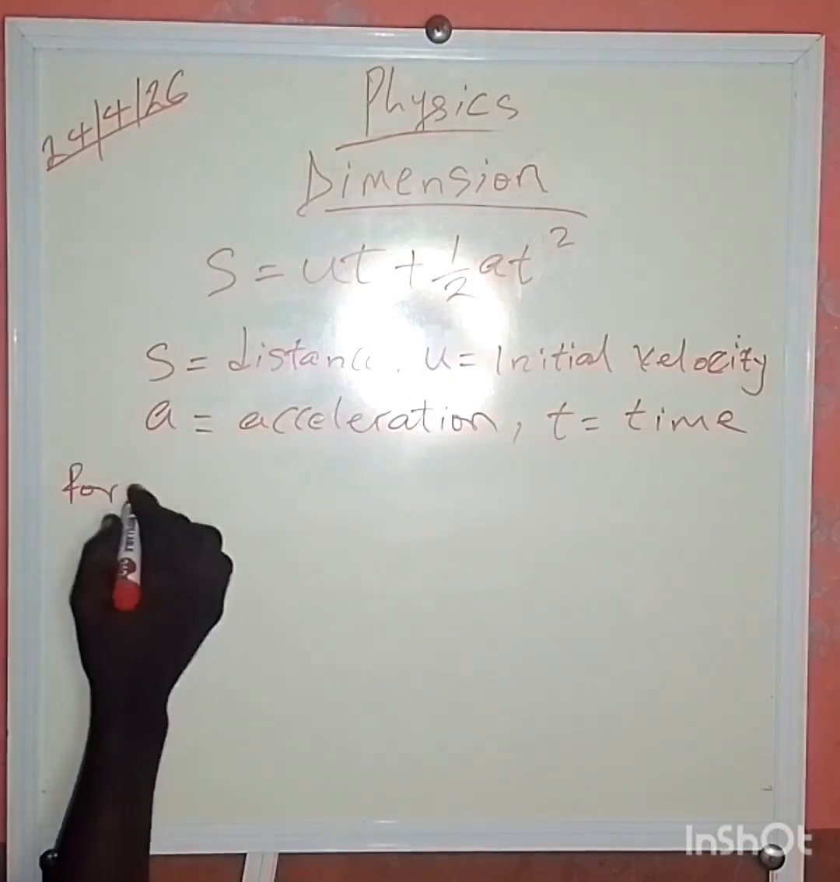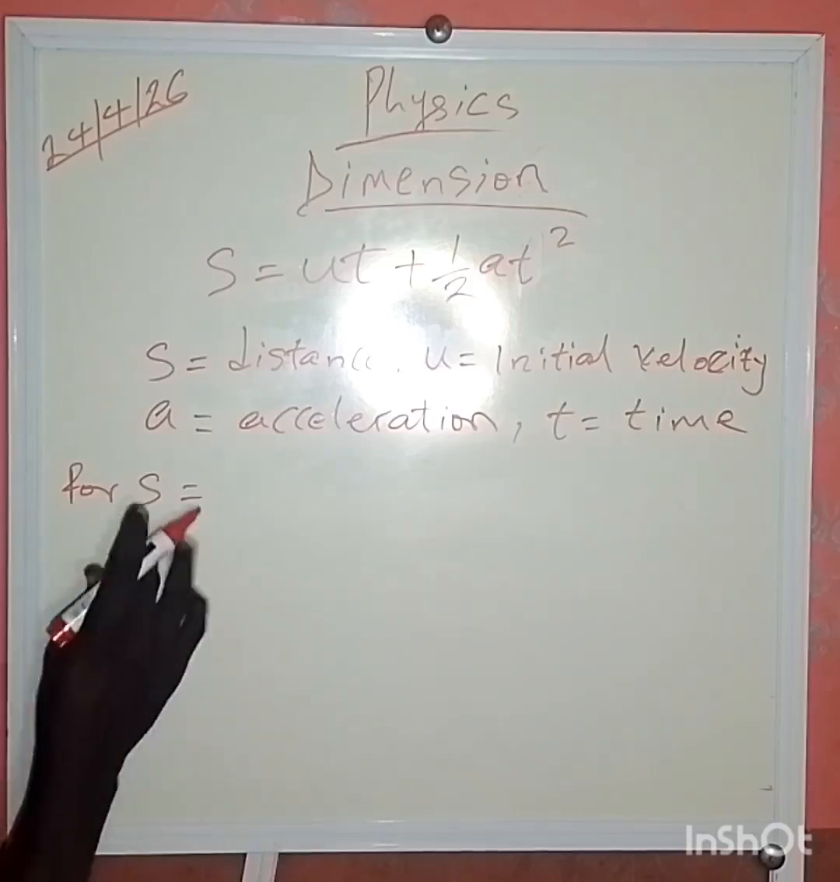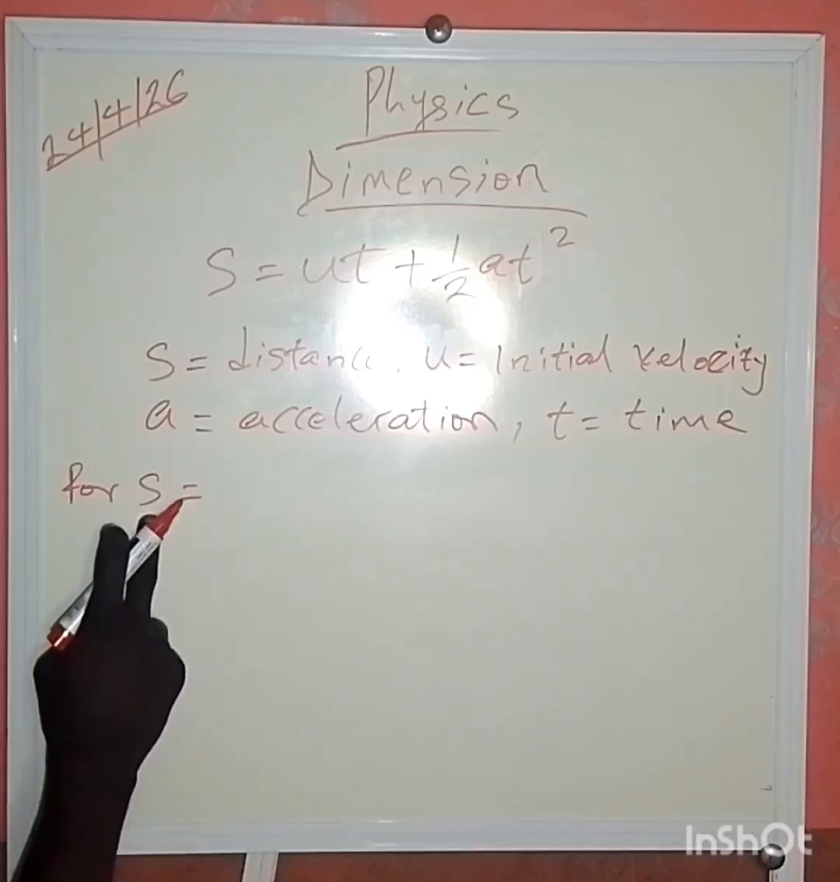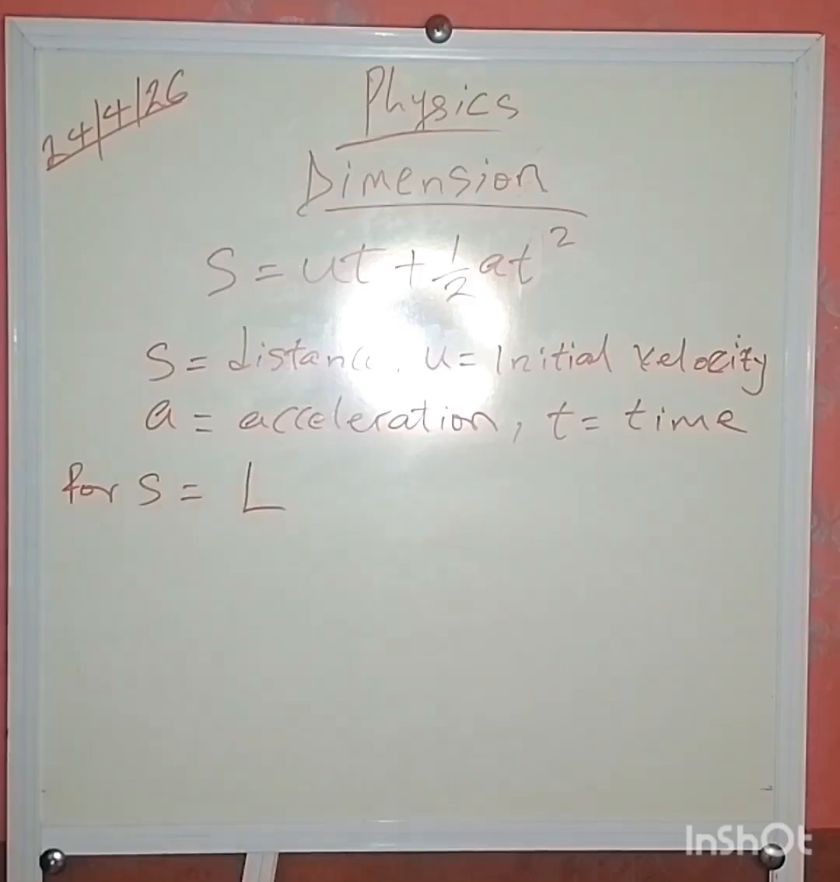For S, in dimension we actually consider three basic quantities, which are length, time, and mass. So if you look at this, S is distance, and distance is measured in length. So the dimension of S is equal to L.